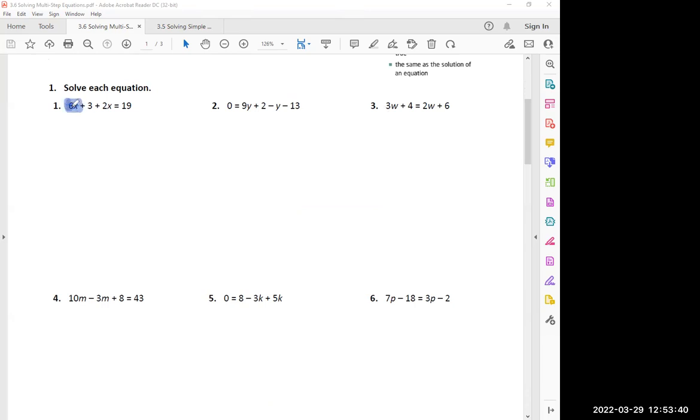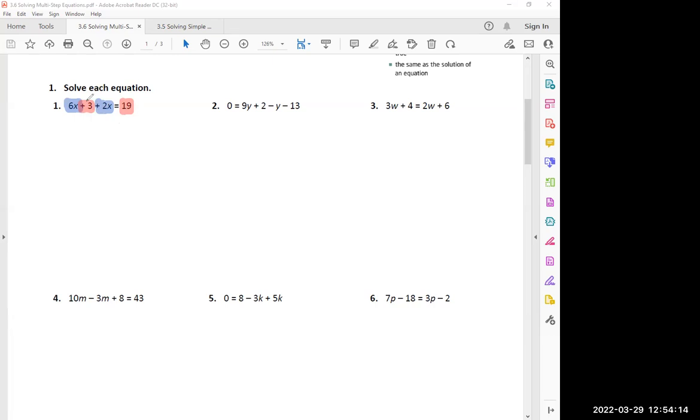I see an x squared, 6x. I see a positive 2x. They're both on one side. Great. I see a constant term 3 plus, I see a constant term 19, they are not in the same side. Bring that 3 to the other side. How do I get rid of this positive 3? I don't want that 3 there.